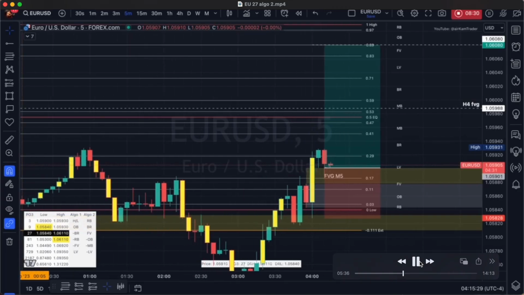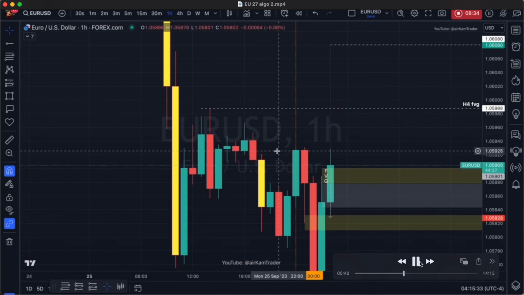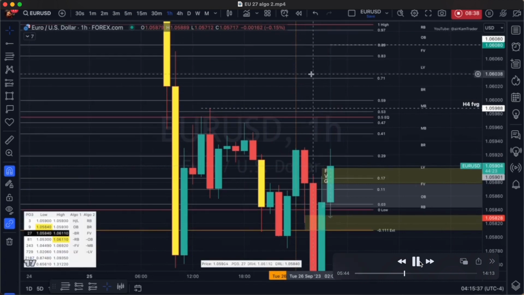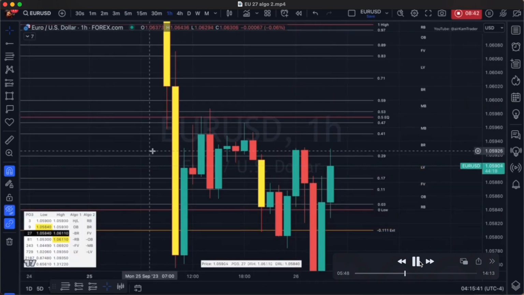So I'm planning my short there and managing my long here. This is probably a hippo. I need to look at this. Yeah, this is a hippo, I think.